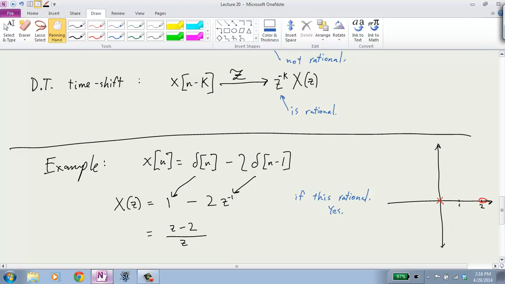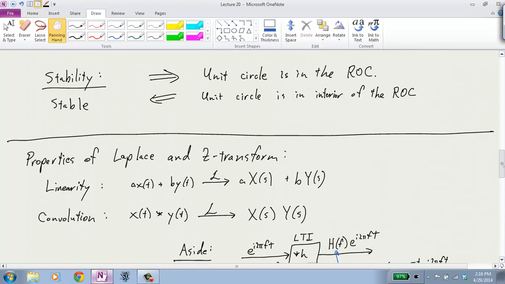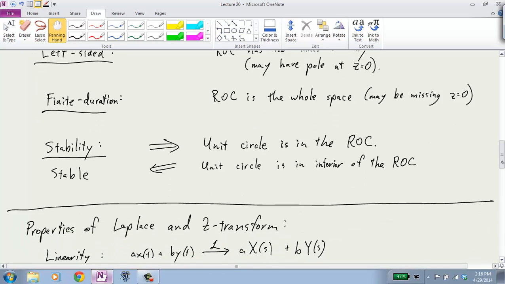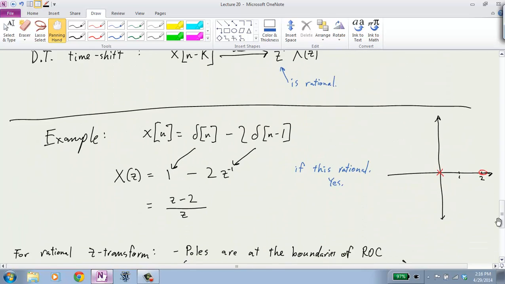So that's why we had that property for finite duration up here. We said finite duration means the ROC is the whole space, maybe missing z equals 0. And this is exactly showing that. It is a possibility, but not for finite duration in this case. Okay, so if it's finite duration, then it has to converge everywhere except maybe at the origin. In continuous time, you could have had some vertical asymptote, but you don't get that in discrete time.